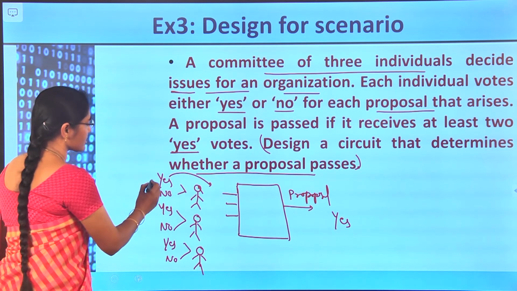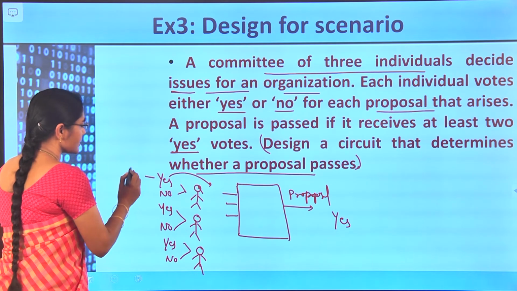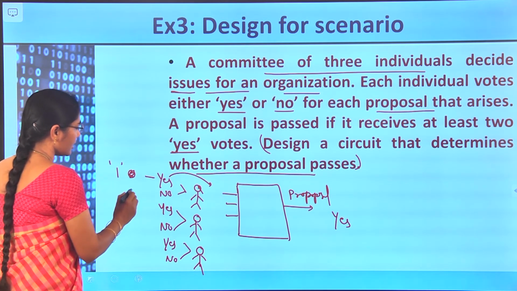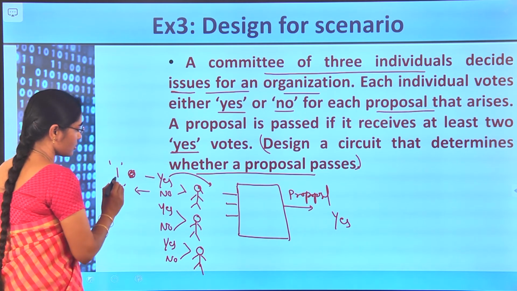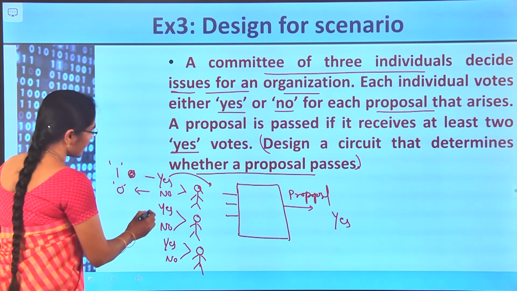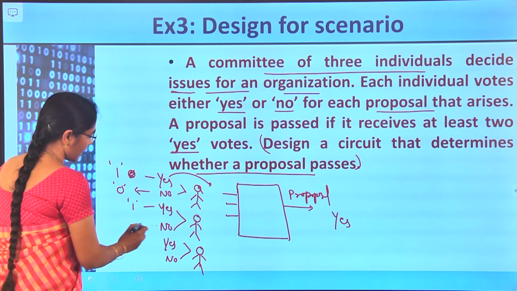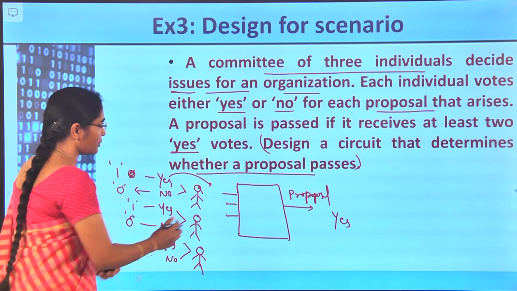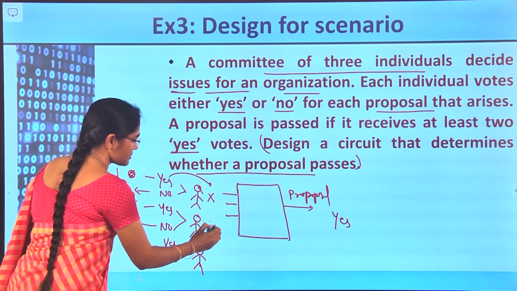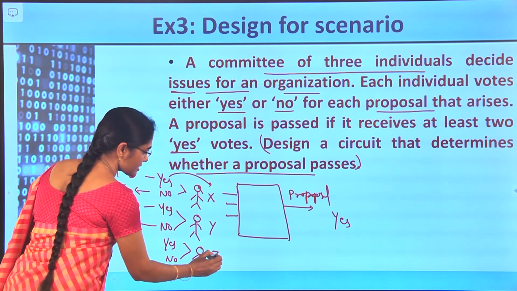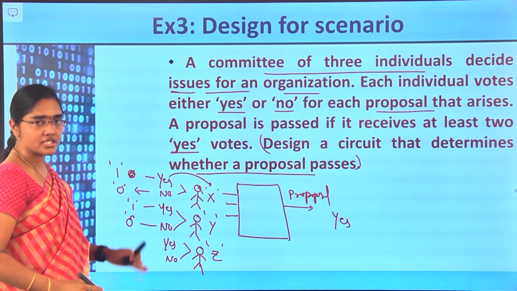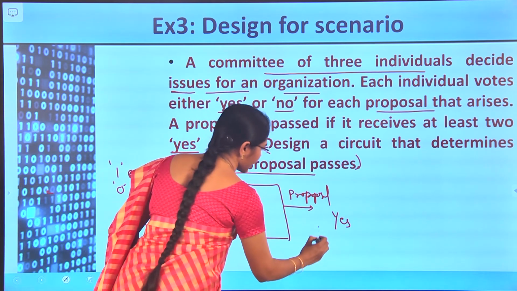So, only 2 states. Therefore, let us assume yes means 1 and no means 0. Let us represent like that. Yes means 1 and no means 0. So, let us consider each input. So, this person as x and this person as y and this person as z. So, give the 3 persons x, y, z and the proposal as some f.